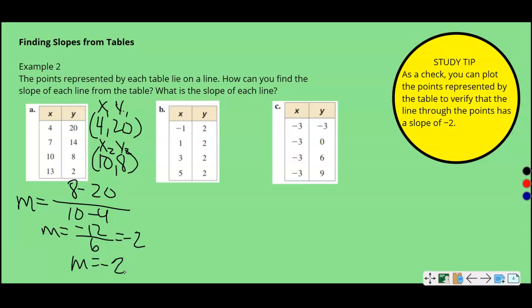So it's going to be going downhill from left to right. If you wanted to plot these points, you could verify that the rise over run would be negative 2.